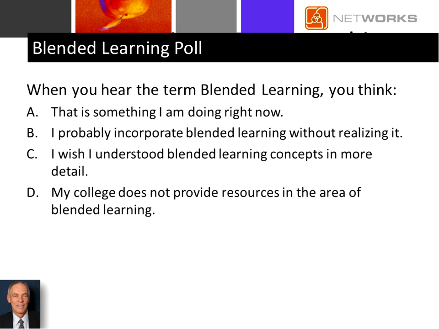Now when you hear the term blended learning, I'd like you to respond A, B, C, or D. So A, that's something I'm doing right now. B, I probably incorporate blended learning without really realizing or thinking about it. Number C, I wish I understood blended learning concepts in more detail. And D, my college doesn't provide resources in the area of blended learning, at least today.